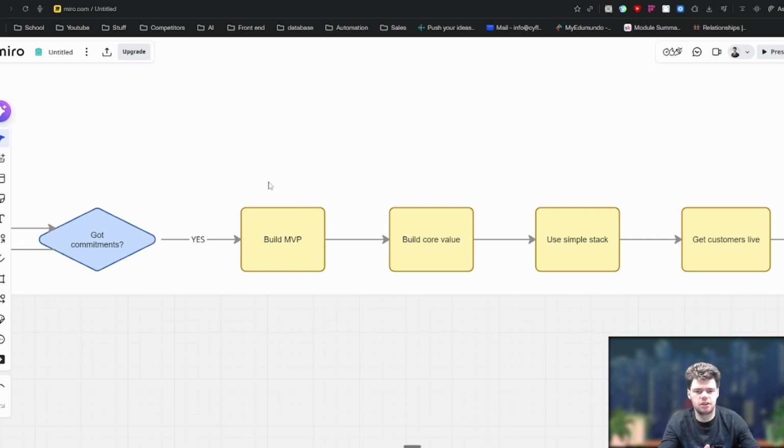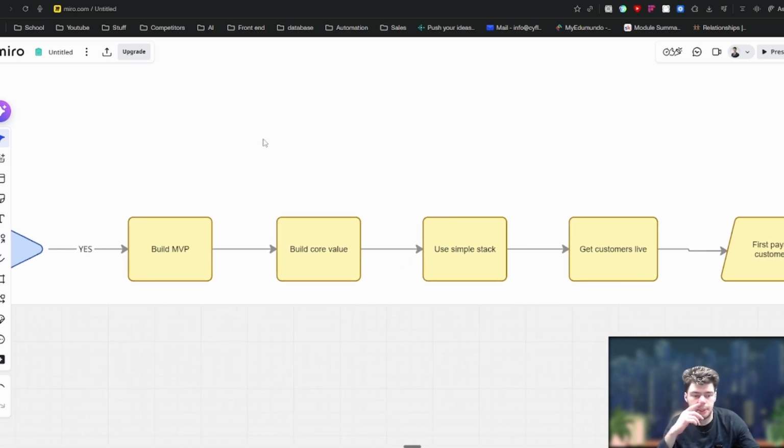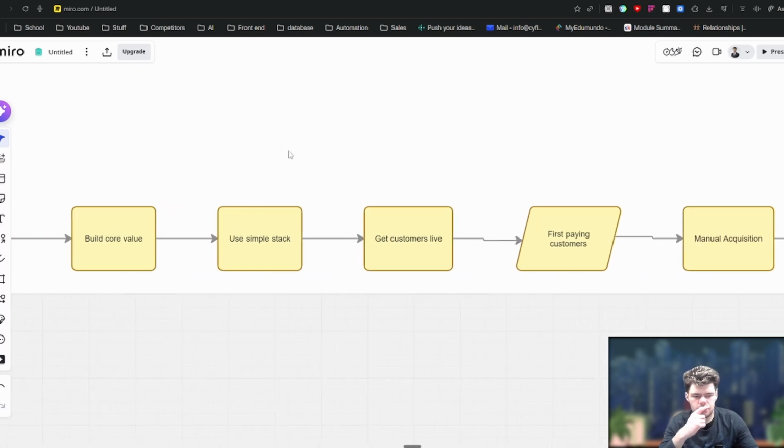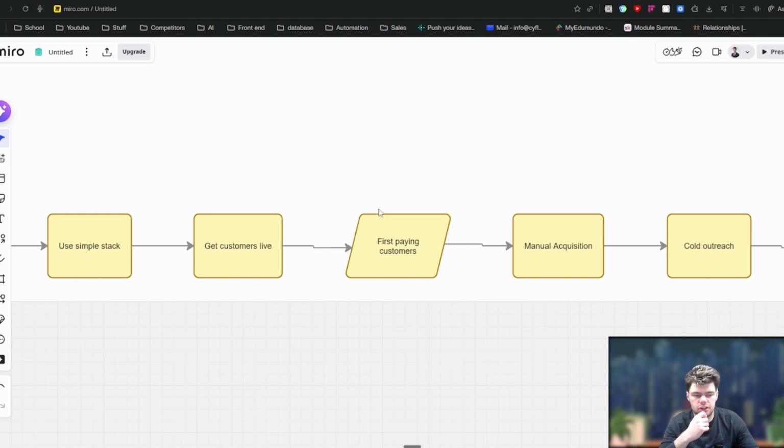So it's like a SaaS software that cold emails 100 people a day that are looking for a dentist. Something like that. Just nothing too fancy. Then you're gonna build some value into it. Okay, is 100 people a day enough? If not, can I increase it to 1,000? So you make sure it's gonna have some value. Use Simplestack, get customers, and then get the first paying customers.